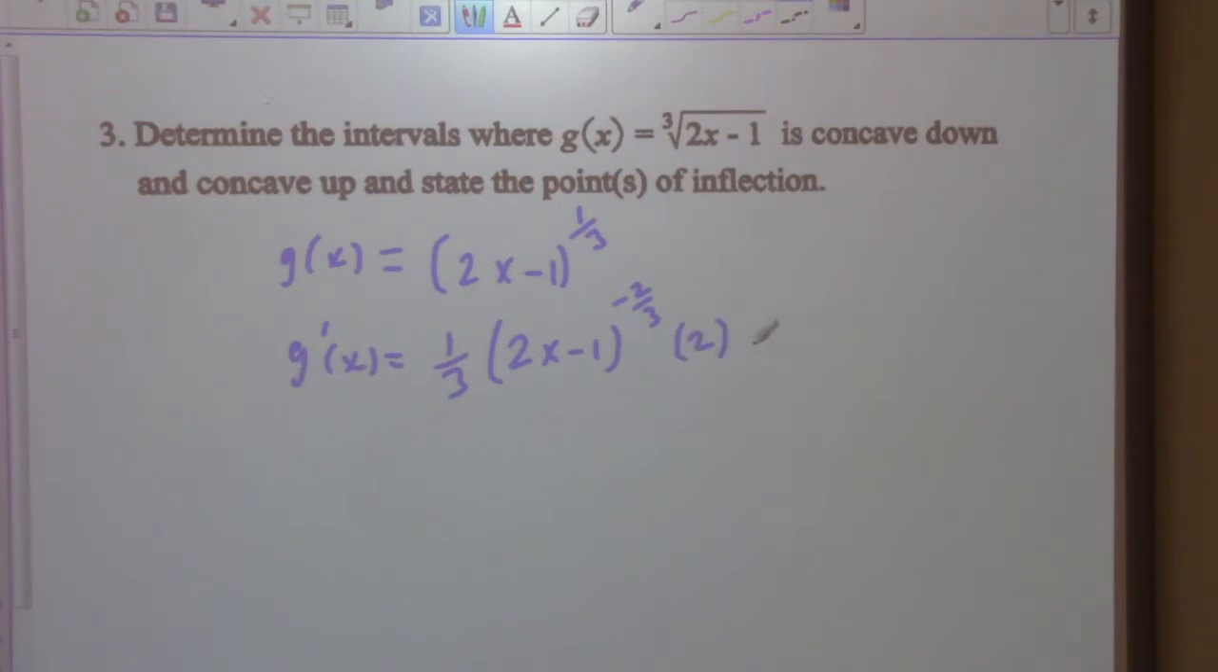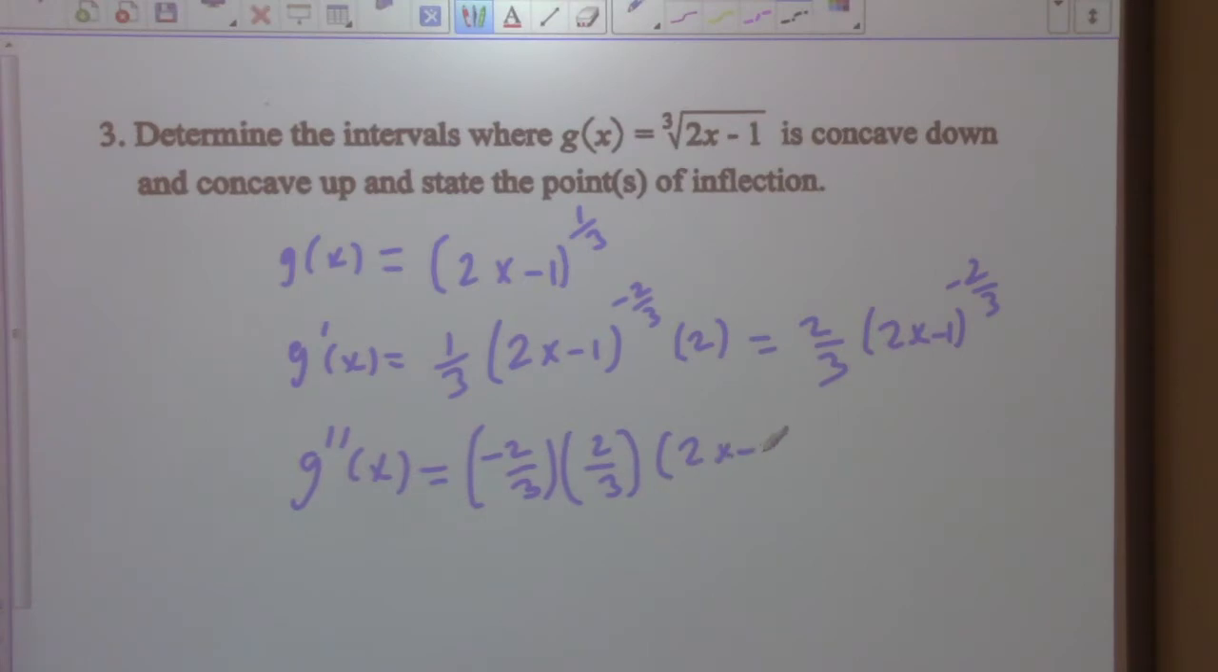And so what we have here is 2/3, 2x minus 1 to the negative 2/3. So that's the first derivative. What's next? One more derivative. That's right. Then we have 2x minus 1 to the power of negative 5/3. Okay, good job.